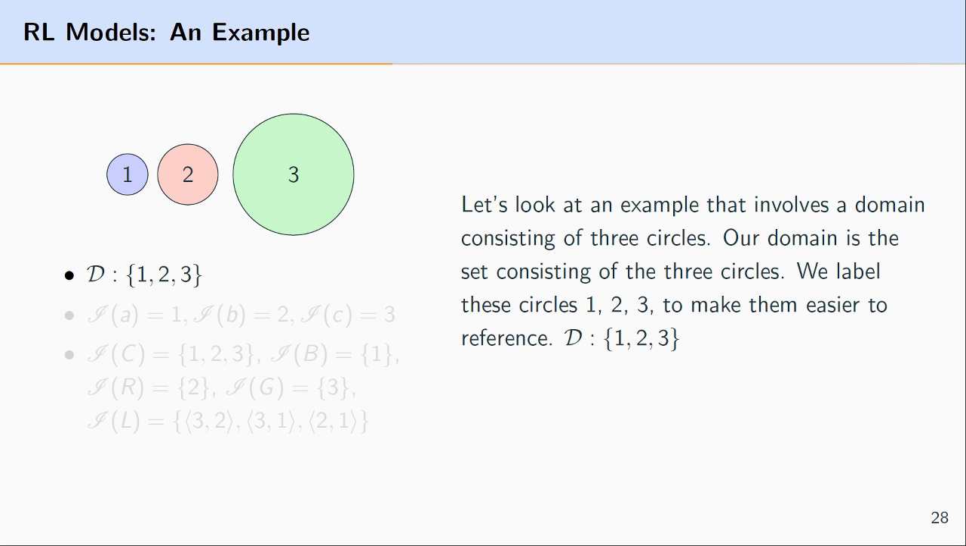So let's put all of the things that we've talked about together and apply it to a particular example. So we're going to take the whole notion of a model with respect to the domain of discourse and the two roles of the interpretation function and look at a specific example. So let's take the example of three circles. And just to make things easier to refer to them, we're going to label these three circles 1, 2, and 3. So our domain consists of these three circles and nothing else.